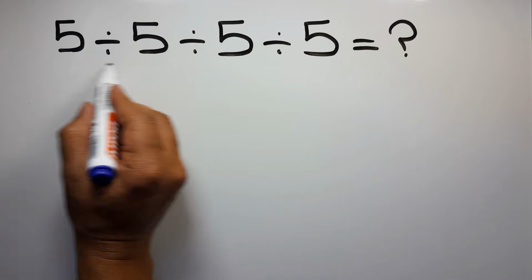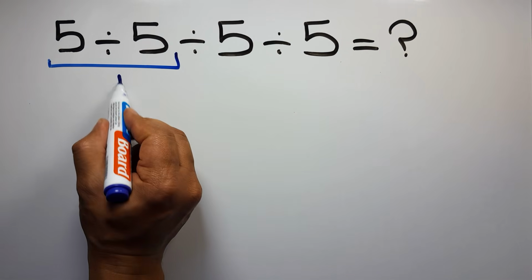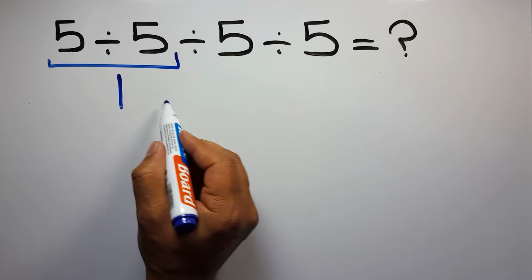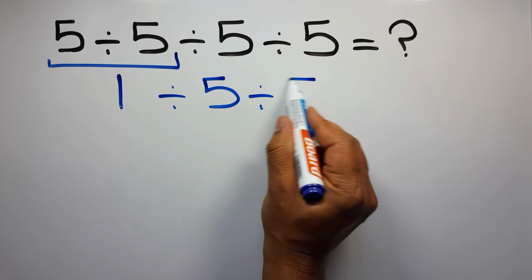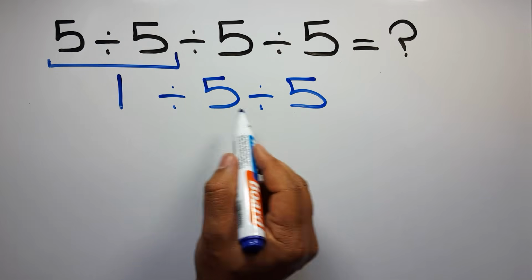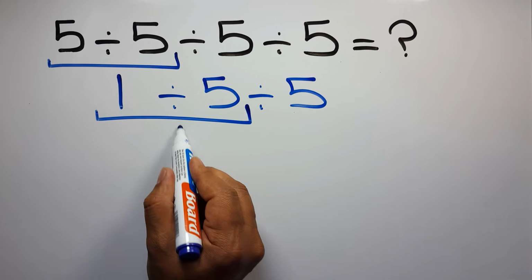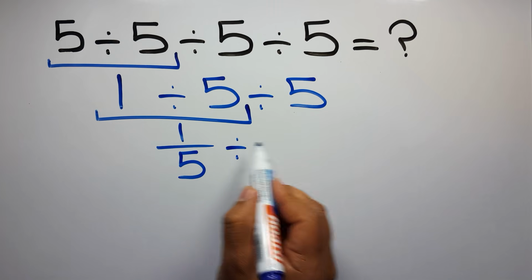So first we have to do this division. 5 divided by 5 gives us 1. So we have 1 divided by 5 and again divided by 5. Now we have to do this division. 1 divided by 5 can be written as 1 over 5, then divided by 5.